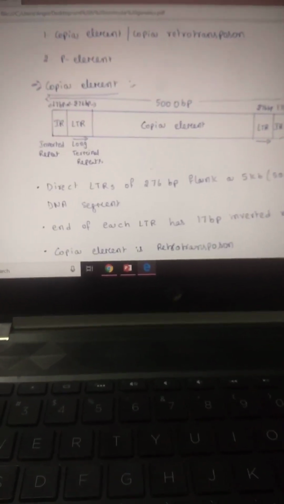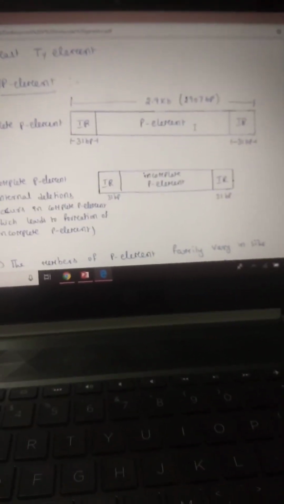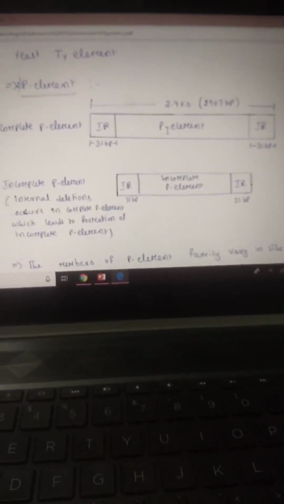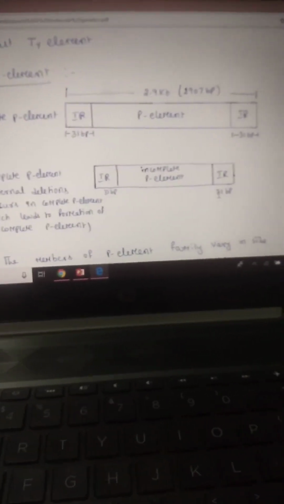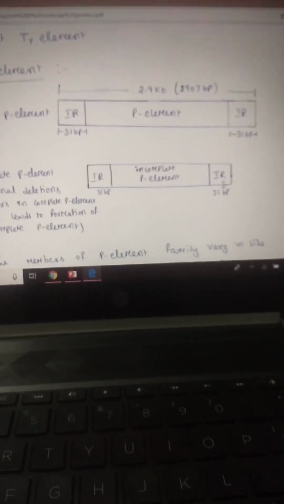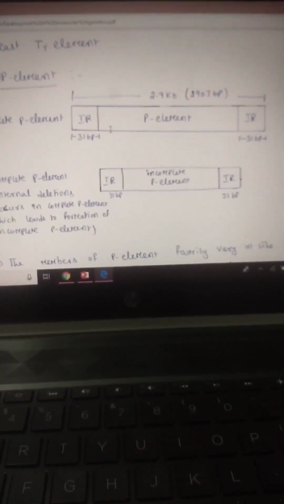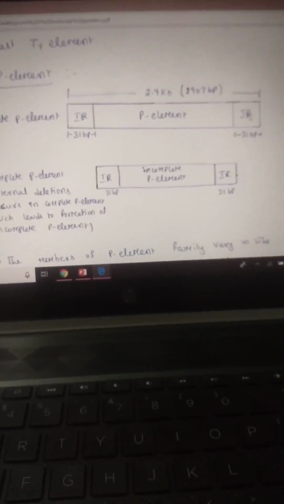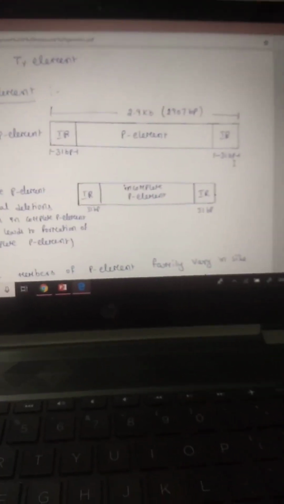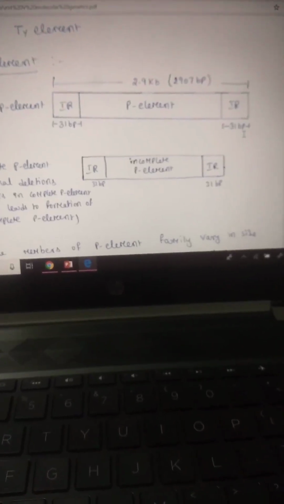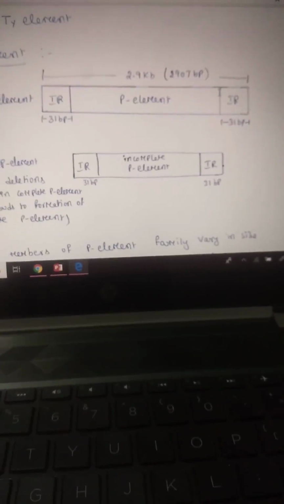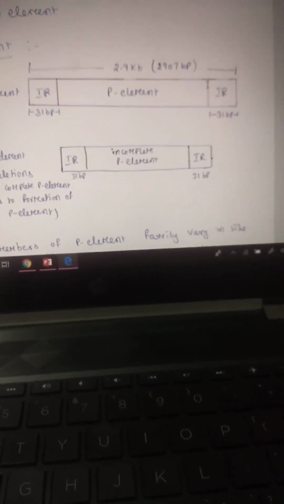The second class of transposon in Drosophila is the P element. There are two types of P element: the complete P element and the incomplete P element. See the size of the P element here. The complete P element has an IR at both the ends, inverted repeats. The IR is 31 base pairs and the total number of base pairs in the P element is 2907 base pairs, that is, 2.9 kb DNA.